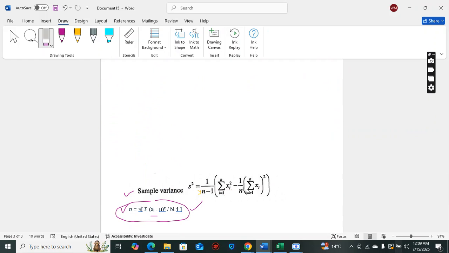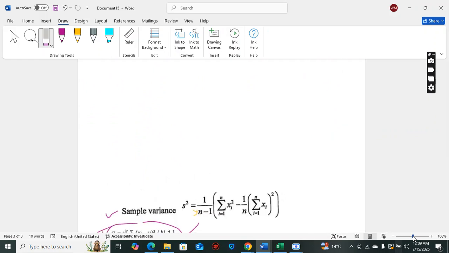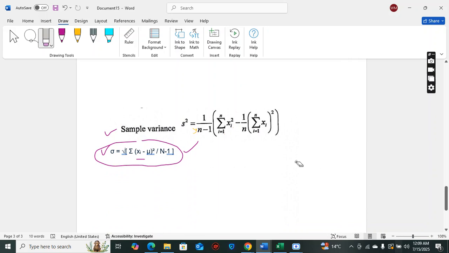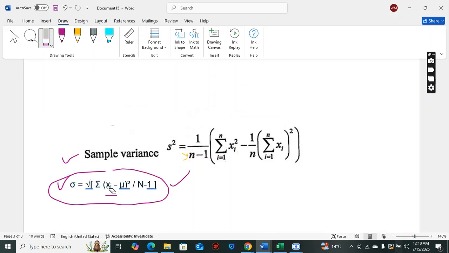Then for the adventurous students who love to learn. Here for this formula, have you seen this xi? It just means each x value you subtract from the mean. And when you subtract it from the mean, you square it. Then you add. Each x value, you subtract it from the mean.